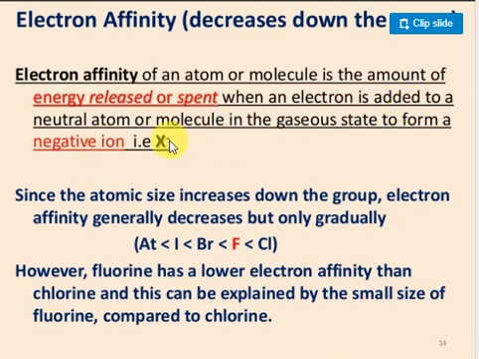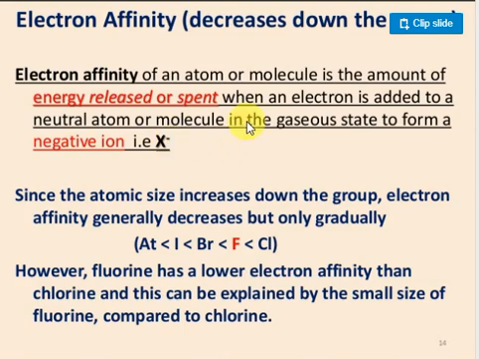Suppose you add one electron to a neutral gas atom; some amount of energy is released. You may ask, sir, how is energy released? You know very well, halogens are one electron deficient. When an electron is gained, it attains a more stable electronic configuration. More stable means it releases some amount of energy. Remember one point: more energy, less stable; less energy, more stable.